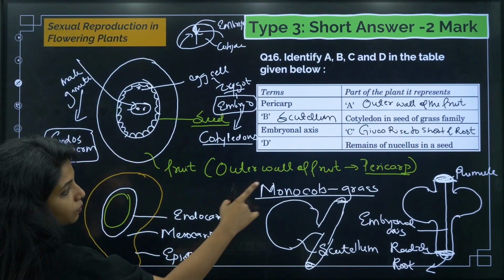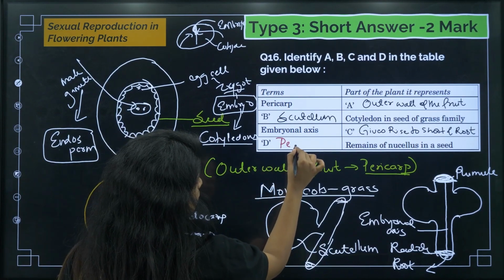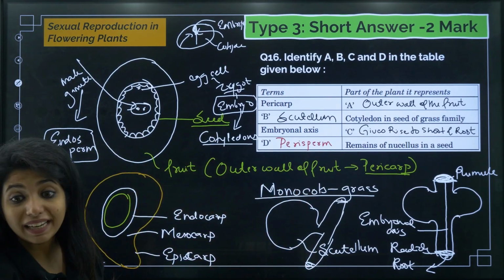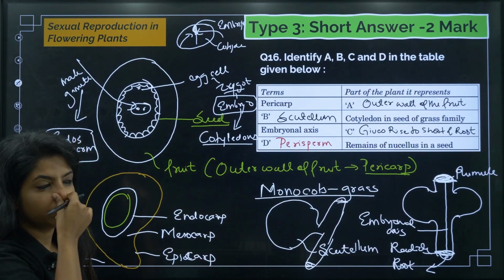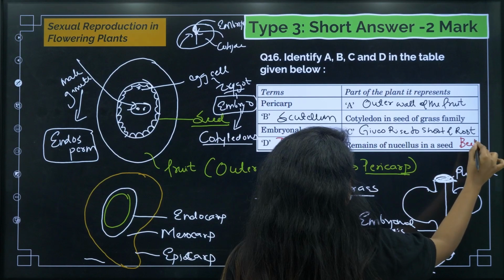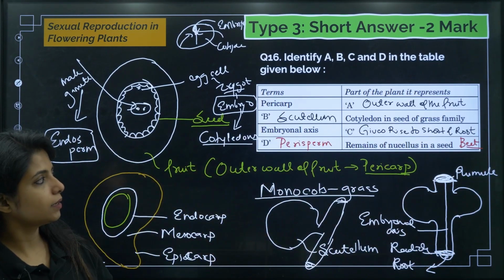You call this perisperm. Do not get confused with pericarp. It is perisperm. An example of a seed that has perisperm is beet. You can remember it like that. Beet is an example of this. And pepper, I think. I don't remember exactly.